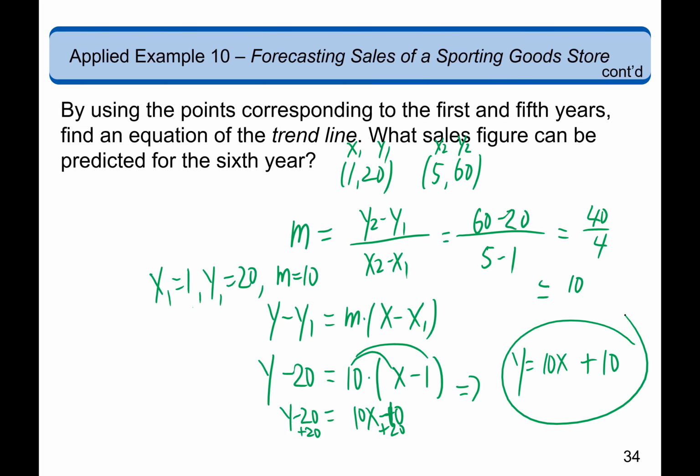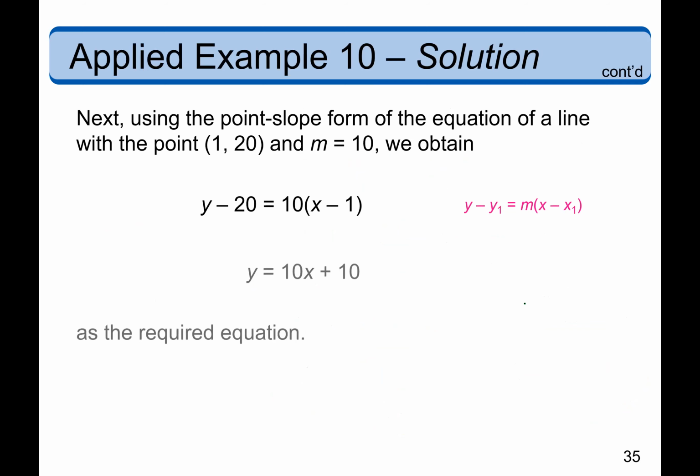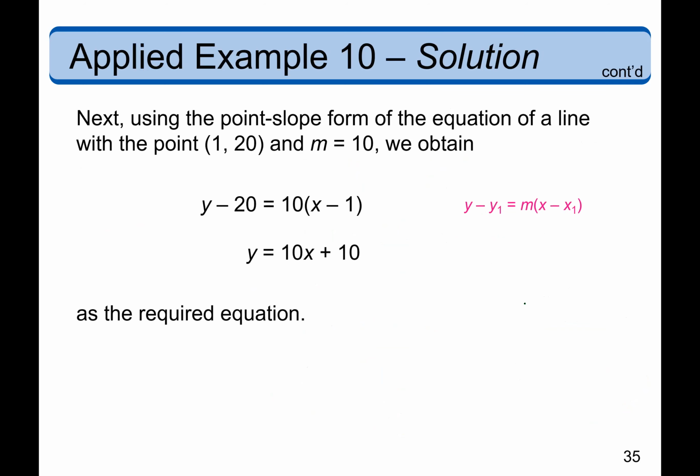So basically, first of all, we come up with the two ordered pairs from the graph of the line, then calculate the slope first, and after that get the equation of the line using the point slope formula. That's exactly what we're doing here. And then we get that.